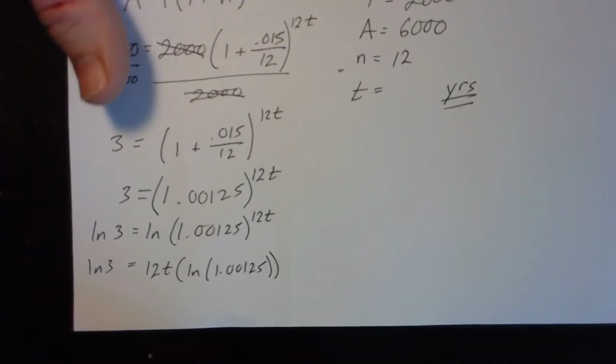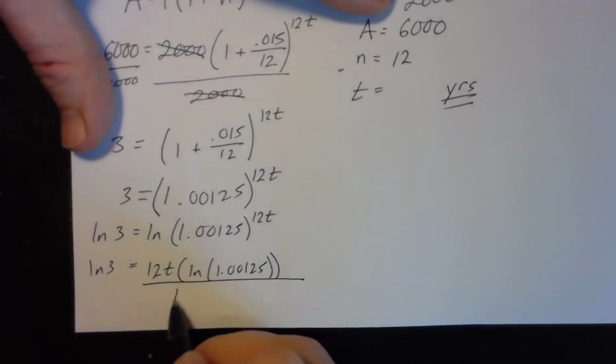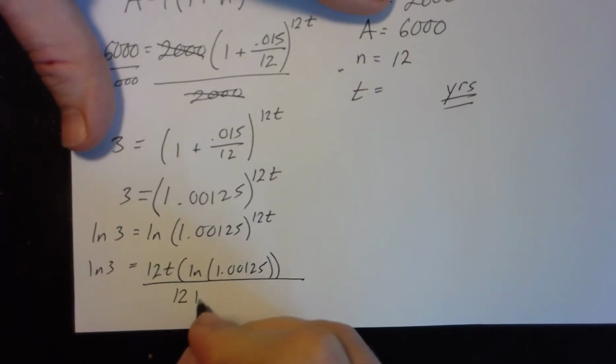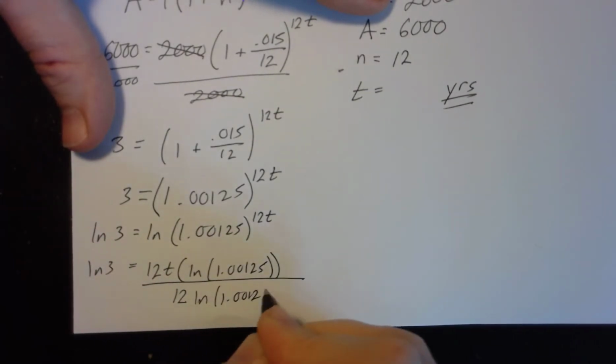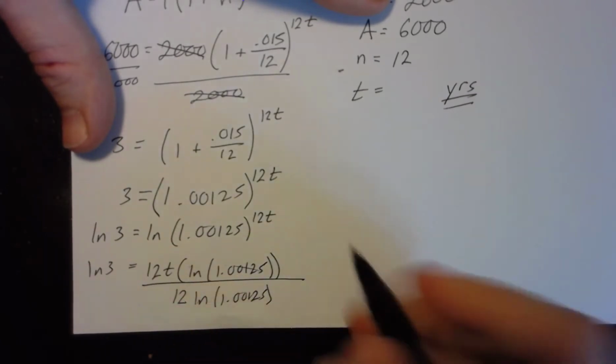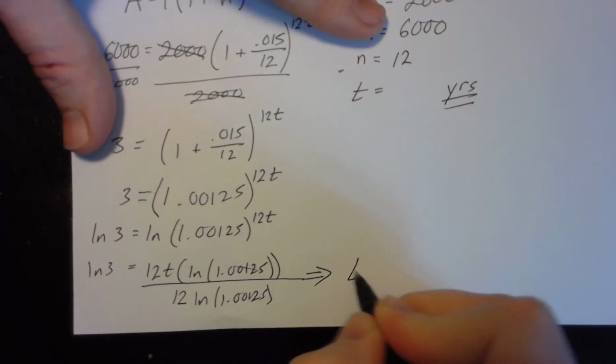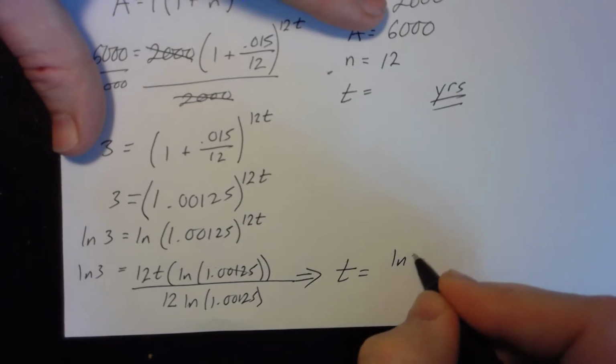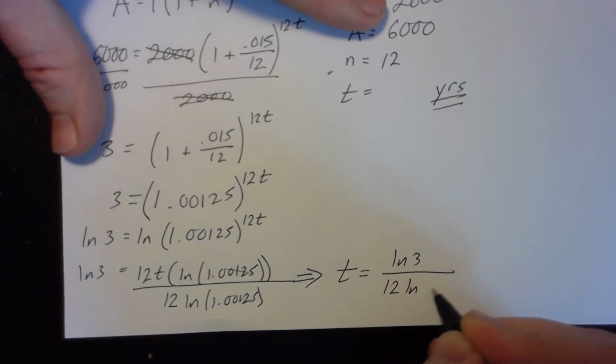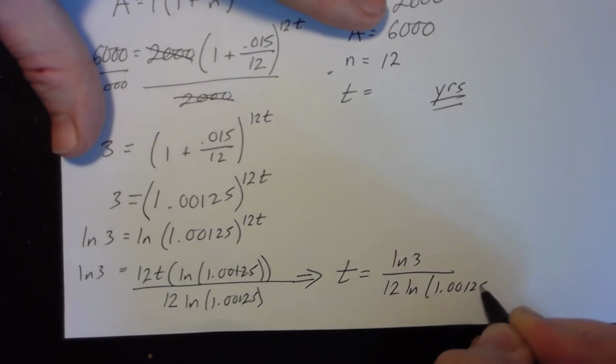And now lastly, to get t all by itself, I will simply divide by 12. That'll cancel out that, and the natural log of 1.00125. That'll cancel out that. So this will give me that t is equal to the natural log of 3 over 12, natural log of 1.00125.